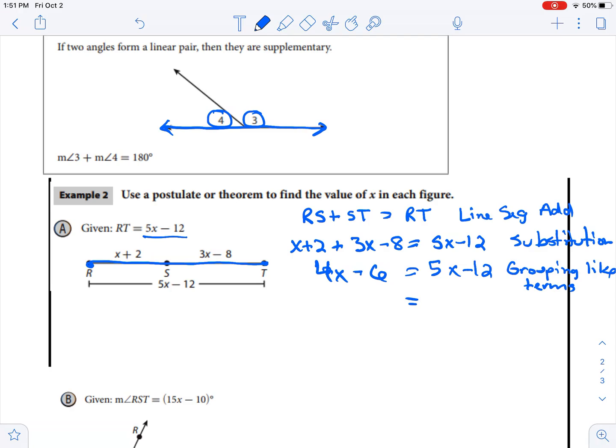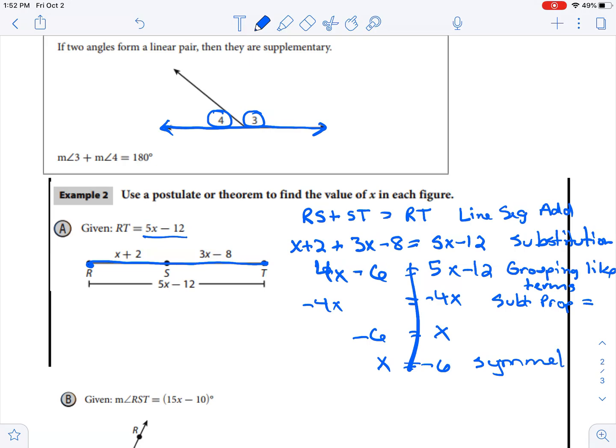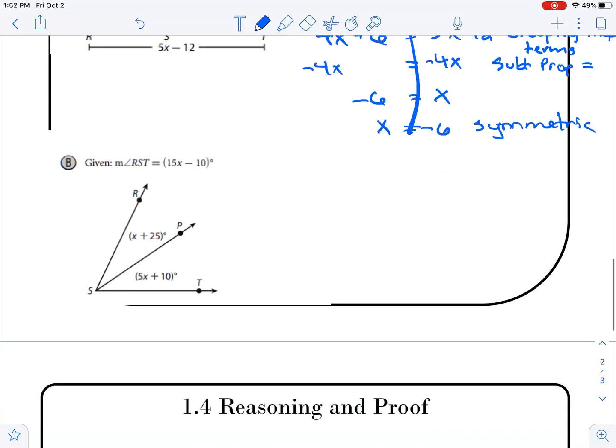And now we can solve. So I'd subtract 4x. So this would be your subtraction property of equality. And so you get negative 6 equals x. And there you have it. Now I could switch the order. And let's say I switch the order, and I said x equals negative 6. Then this right here would be your symmetric property. So it's a matter of going through and stating it. I'll do this one as well.